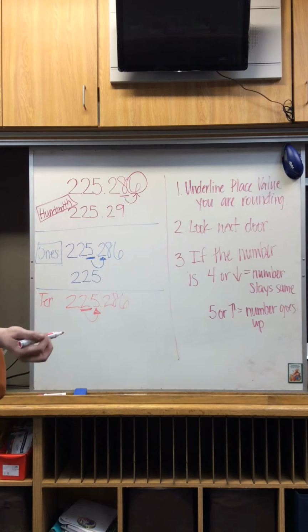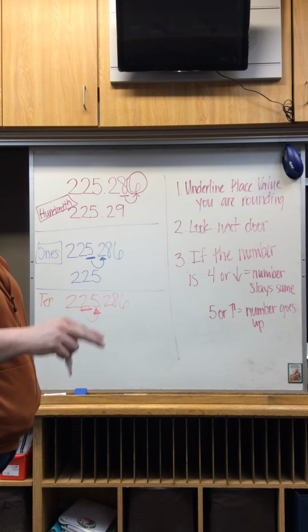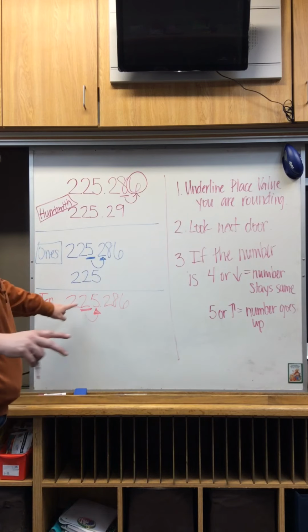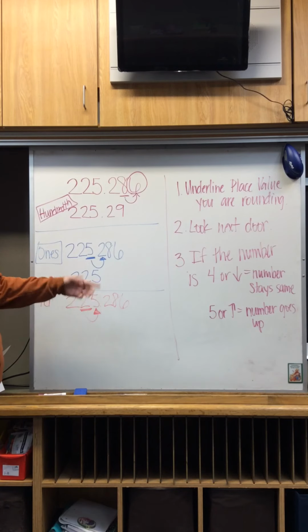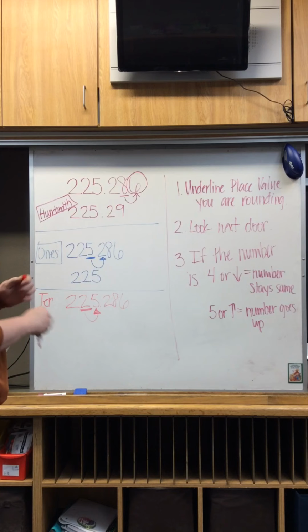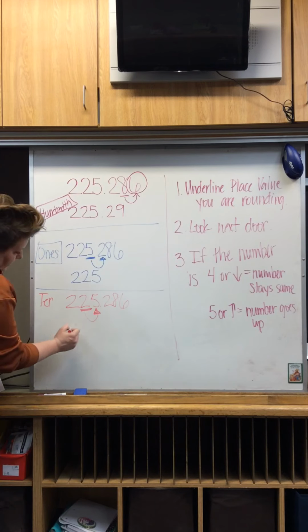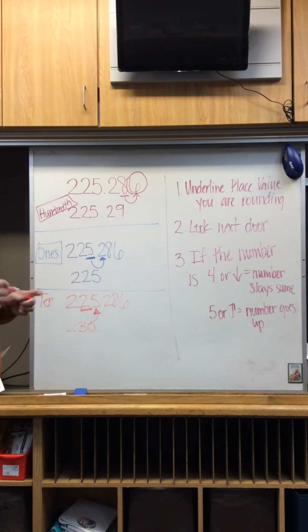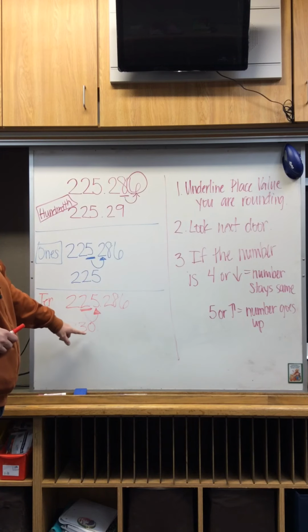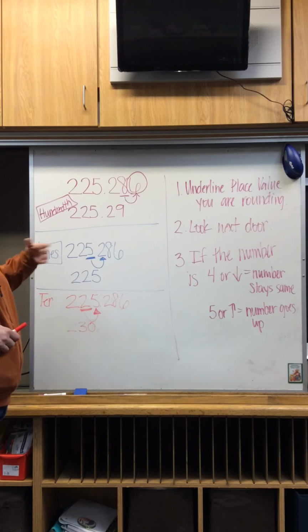Okay. So now number 3, you have to remember your rules. 4 and below, it stays the same. 5 and above, the rounded number goes up to the next number on a number line. So we're looking at 5. The rule is 5 and above, it goes up. So 2 is going to round up to 3, and the 5 is going to go to a 0. So 225.286 would round to 230. Why not 220? Because 225 is closer to 230 than it is to 220.